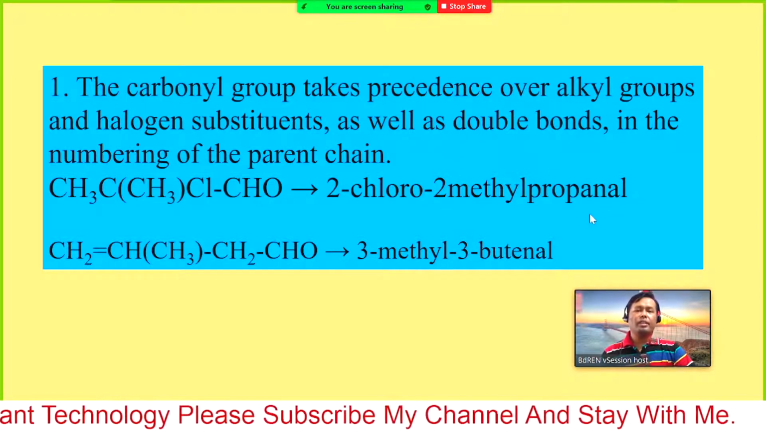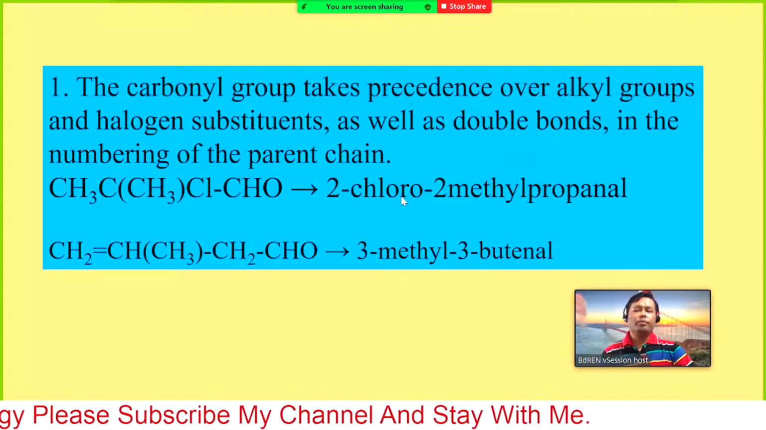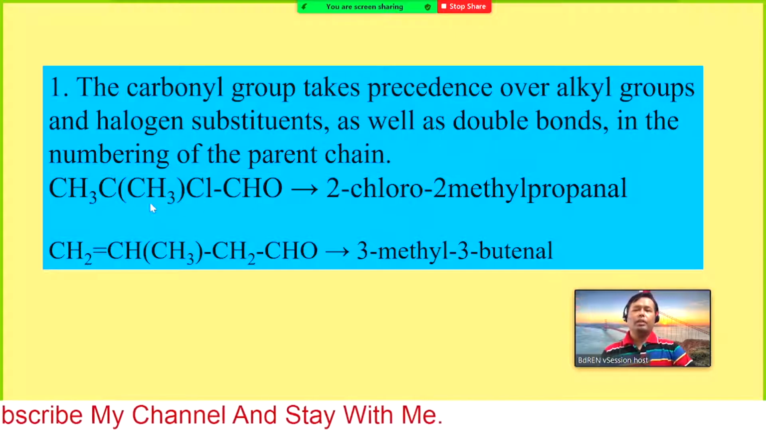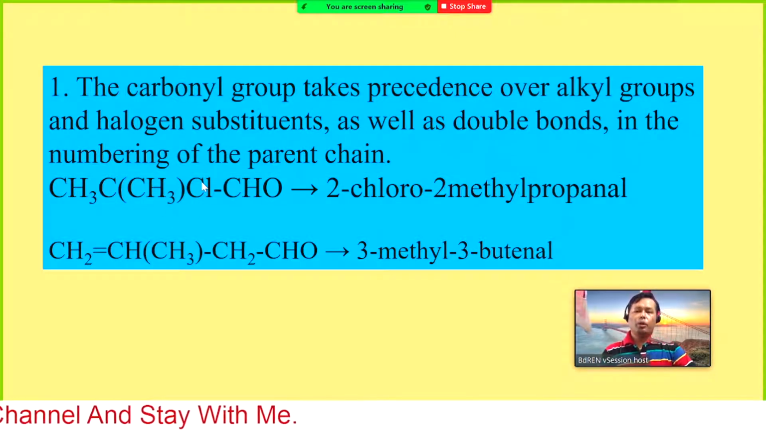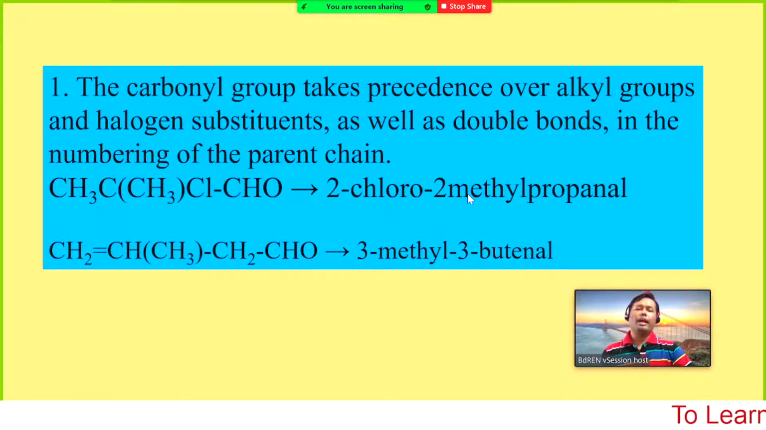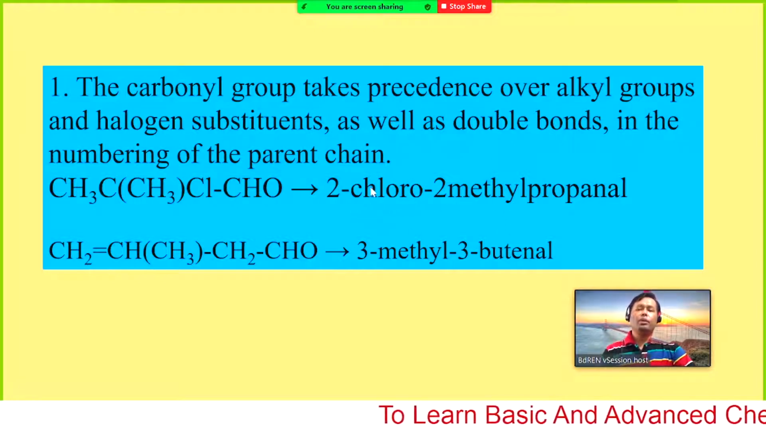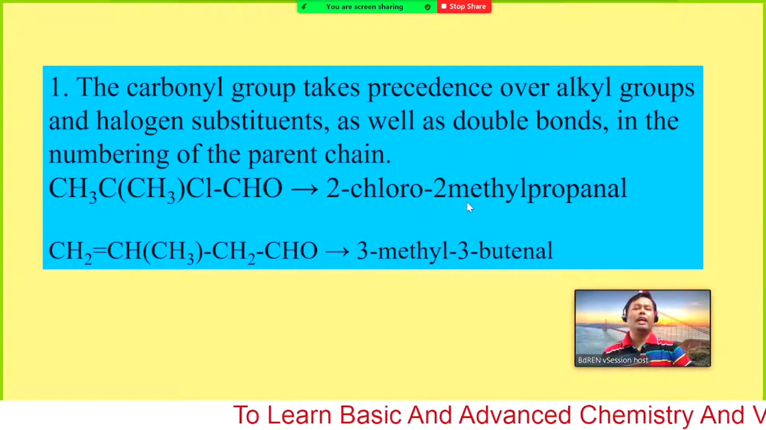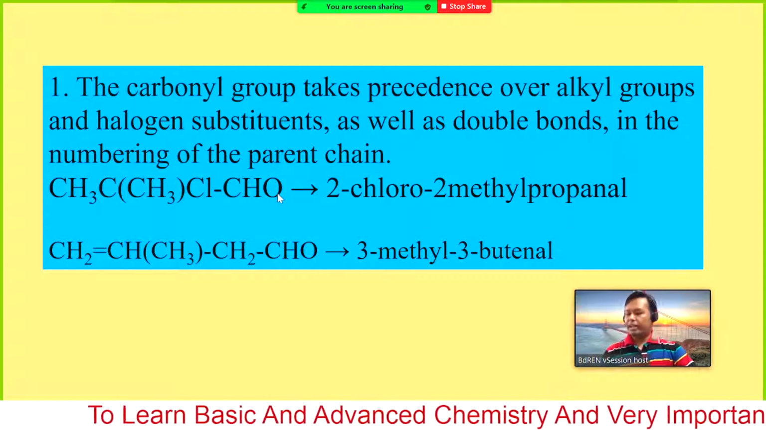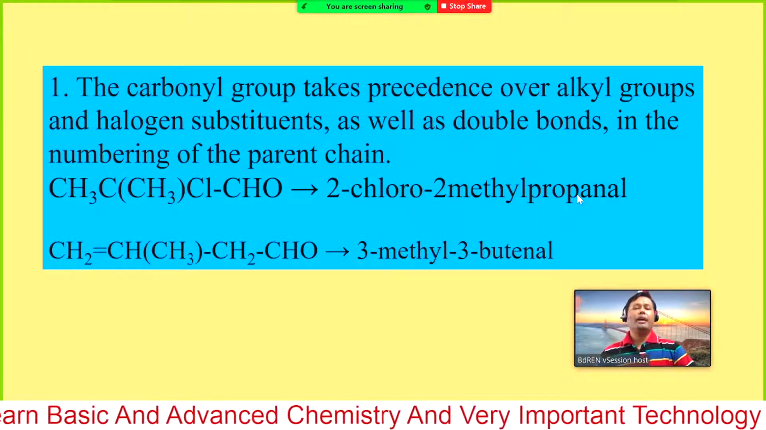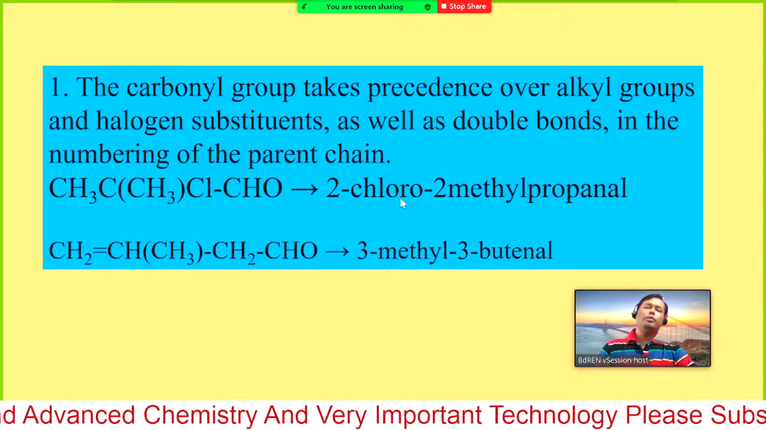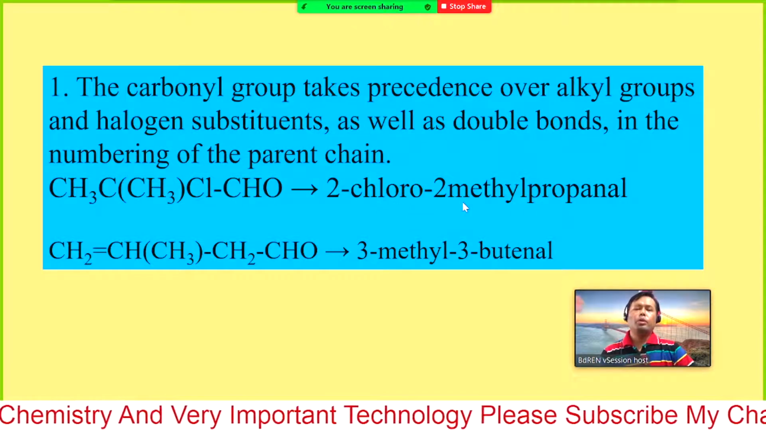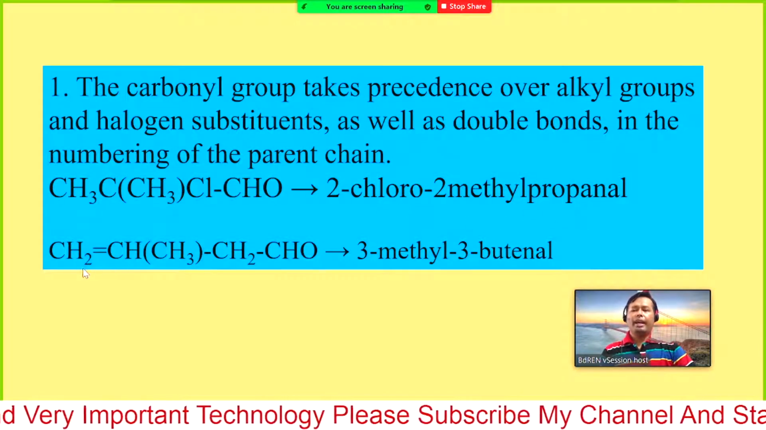Here you can also see that we have followed the alphabetical order. We have 2 substituents, chloro and methyl. Chloro, C, comes first, so we write 2 chloro, and methyl, M, comes later compared to C, therefore we write 2 chloro first and then 2 methyl, and then we have only 1 aldehyde group, so that is propanal. 3 carbon atoms, so 2-chloro-2-methylpropanal.